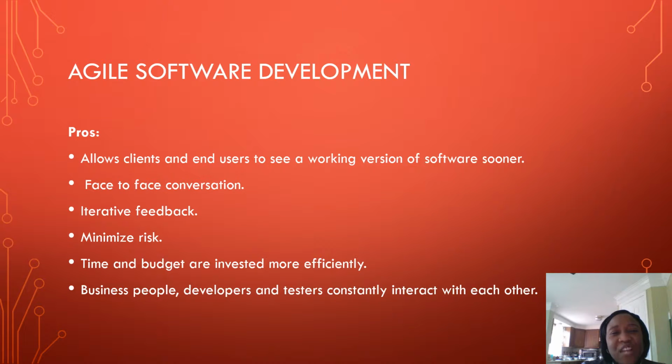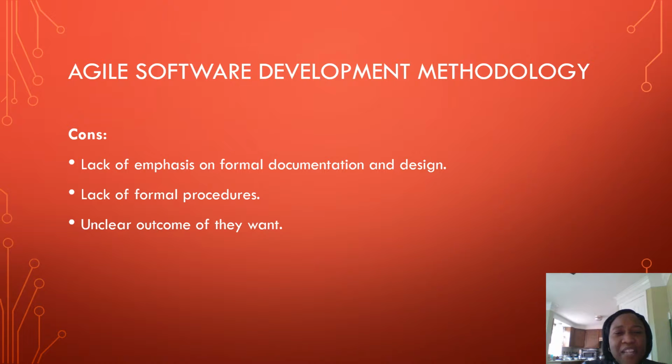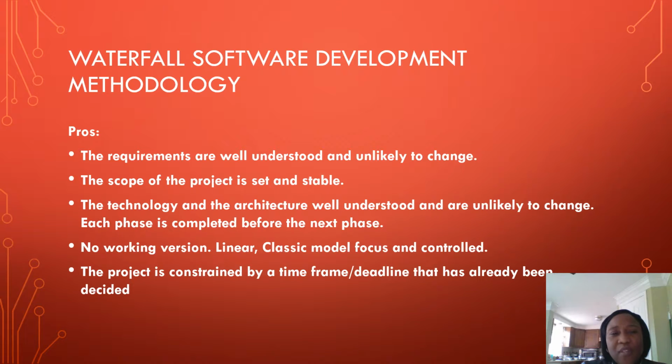I will start with the agile software development model, which has some strengths and weaknesses. Using agile allows clients and end users to interact daily and to see face-to-face. Agile gives feedback. If there's any issue, they can give feedback, and it works with time and budgets. And these are the weaknesses in using agile: lack of emphasis on formal documentation and design, lack of formal procedures, unclear outcome of what the clients want.